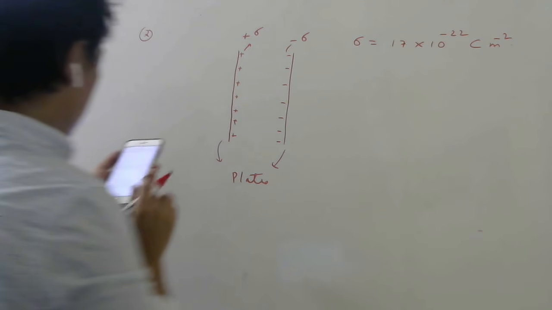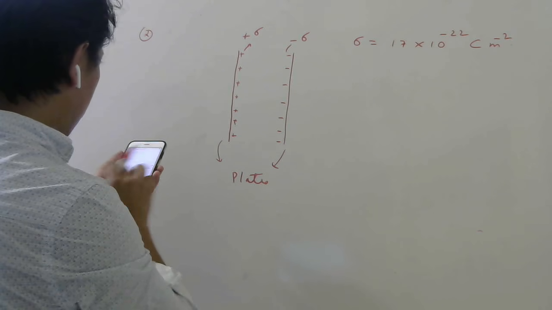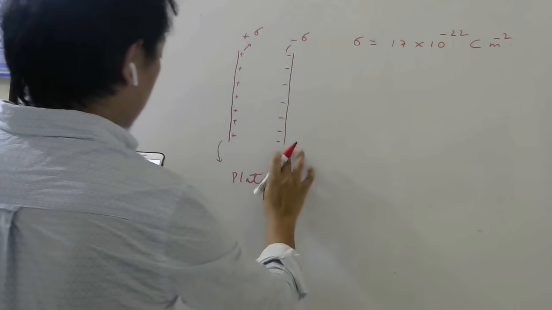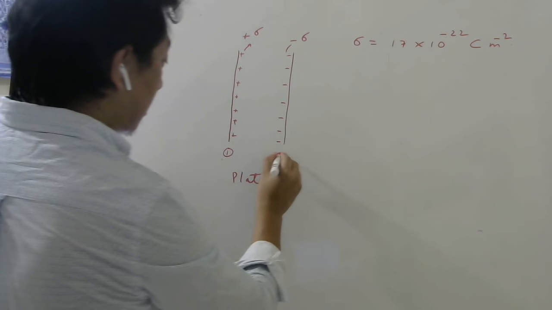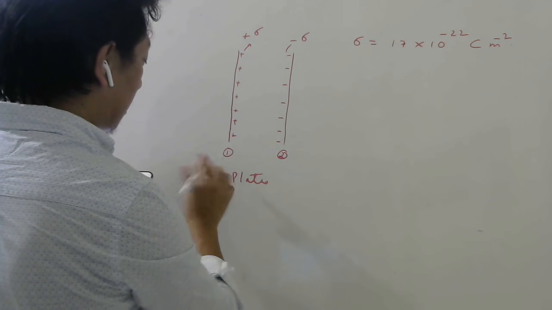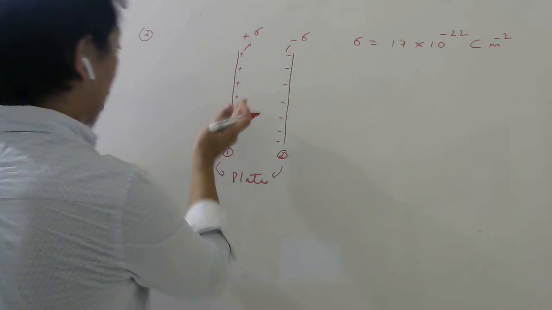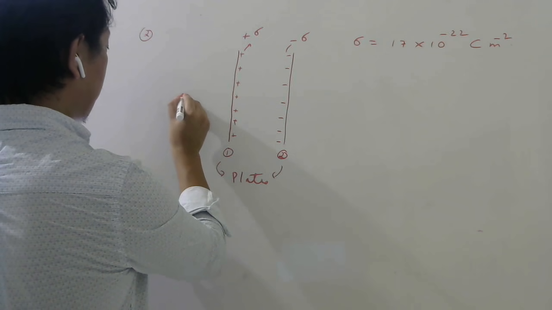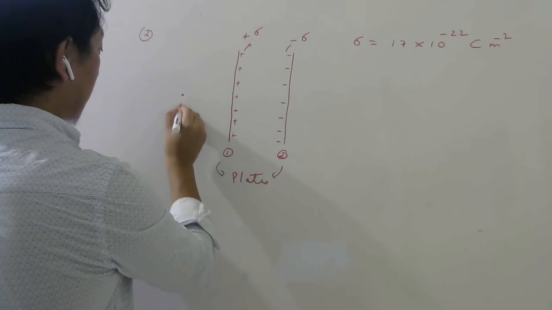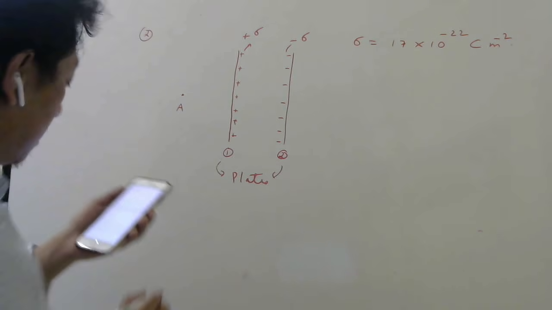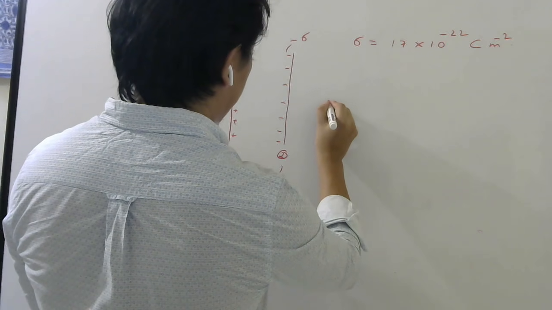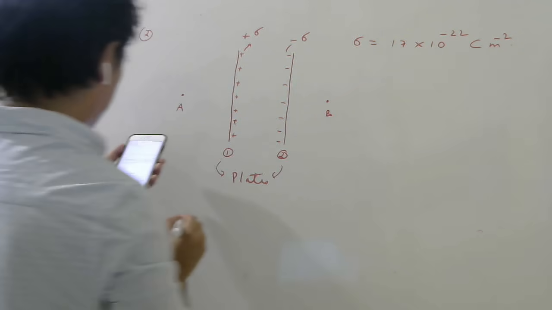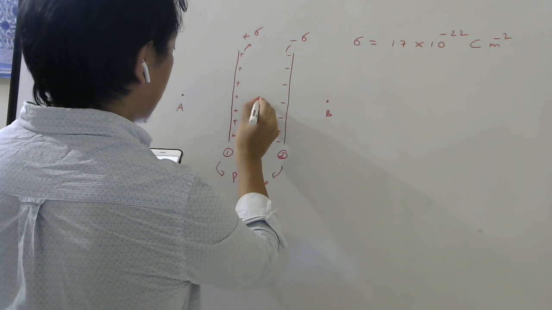They are asking what is the electric field in the outer region of the first plate. Which one shall I call first plate? That doesn't matter. Let's call this first plate, then this will be the second plate. So the outer region of the first plate means here. So we have to find the electric field here. Let us call it A. Then we have to find the electric field in the outer region of the second plate here. And then we have to find it in between the plates, let us say somewhere here, C.